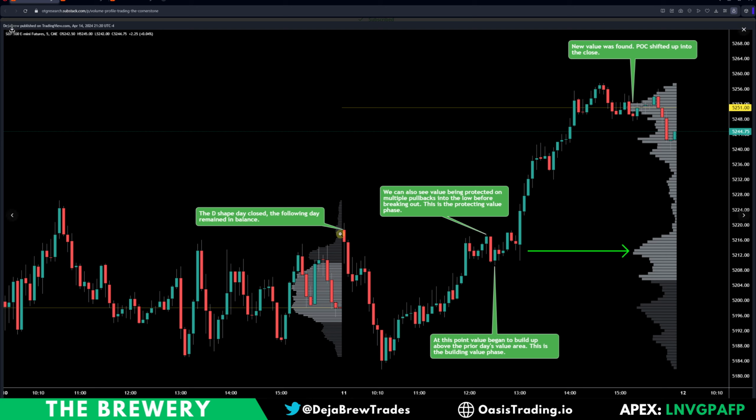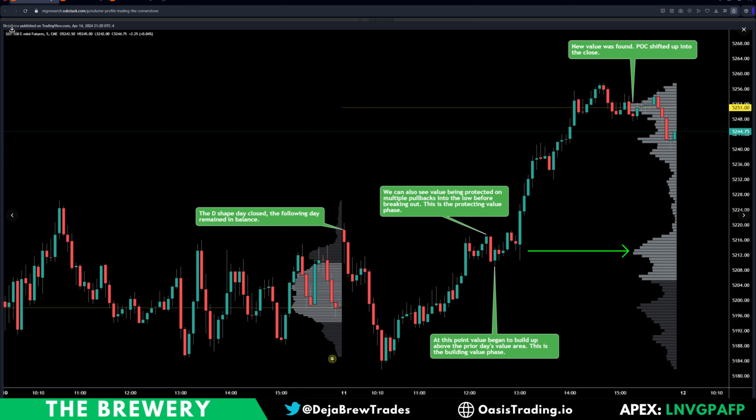So the following day, we are rotating, continuing to range inside of that D-shaped profile, but it begins to break that rotation. It begins to break balance on this little cluster of candles right here. You can see on this current day's profile, we begin to build up a pretty major node on that price level. In this case, it would be around 5,200.